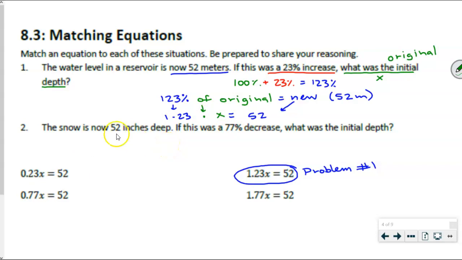The snow is now 52 inches deep. If this was a 77% decrease, what was the initial depth? Take a second with your groups and figure out, what do we know? What are we trying to find? Label them as original and new. Start with that, discuss with your groups, and we're just going to keep this recording going.